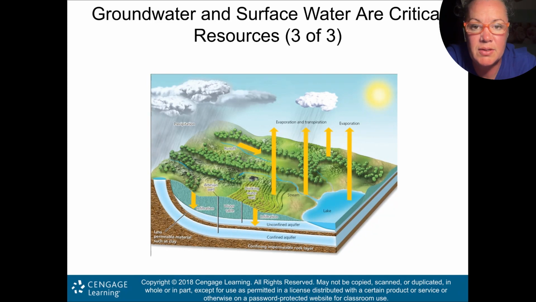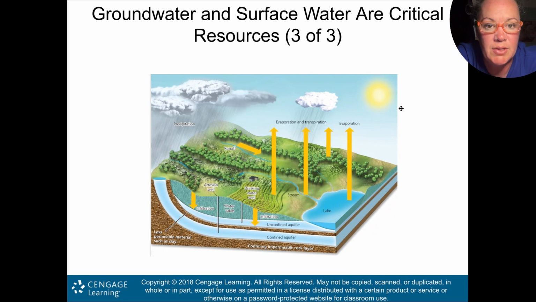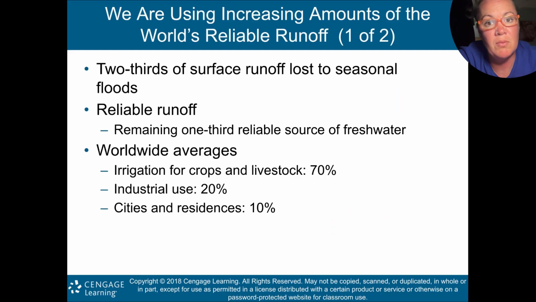So you can see here the diagram shows precipitation. It shows evaporation or evapotranspiration coming off of plants, evaporation off of collected surface water like in a lake or a pond. All of this counts as ground and surface water, and this is all an aspect of the hydrologic cycle that we really find to be something we call our reliable runoff.